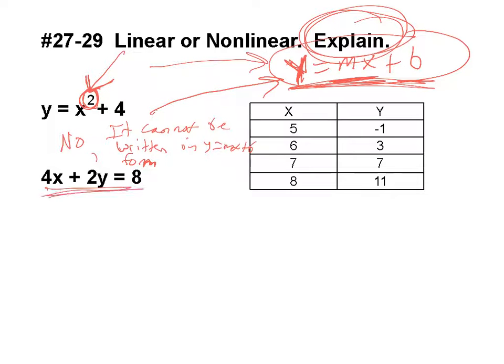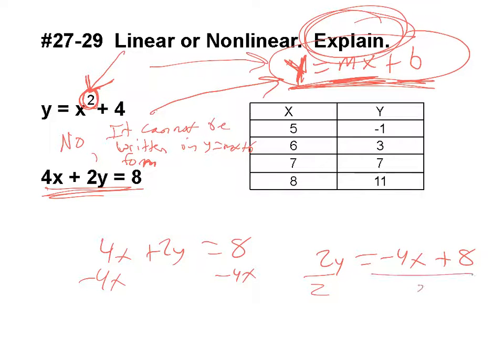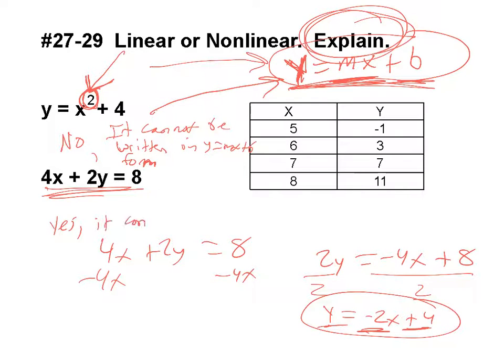Is this one linear or nonlinear? I'll rewrite it right here. Can it be written in this y equals mx plus b form? It definitely can. I'll prove it. Watch. If I take away a 4x from both sides, I have 2y equals negative 4x plus 8. And then I could divide everything on both sides by 2. So I'd get y equals negative 2x plus 4. Hey, look. I wrote it in y equals something x plus something form. So you'd say yes. Now don't just say yes, it's linear. That doesn't explain. Yes, it can be written in y equals mx plus b form. Okay, that would be how you explain. Don't just say yes, it's linear, no, it's nonlinear.